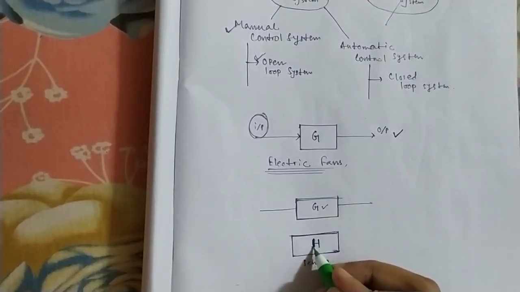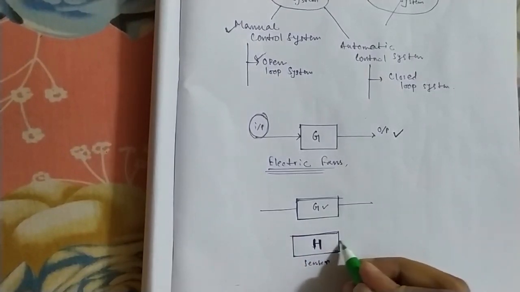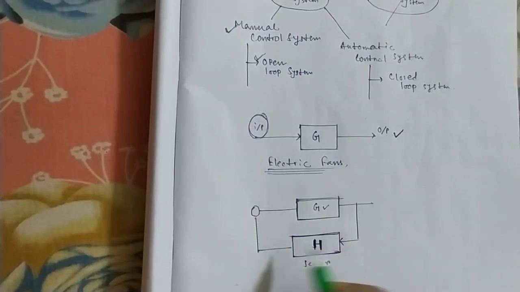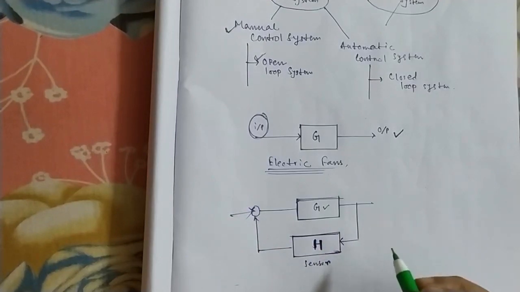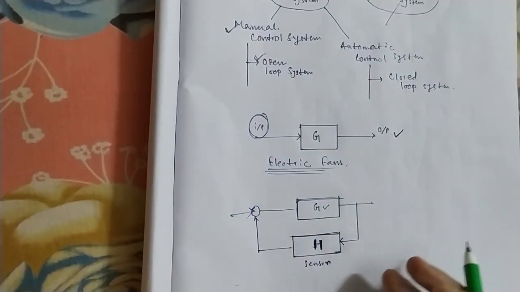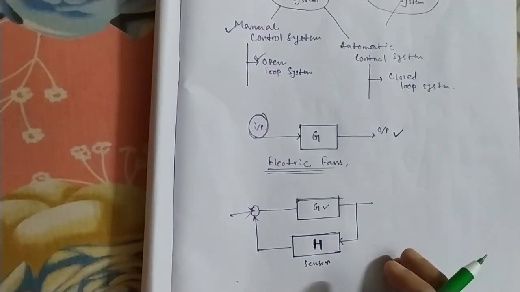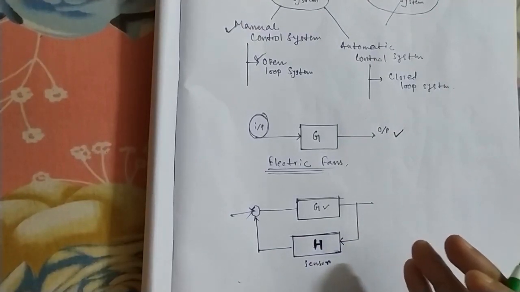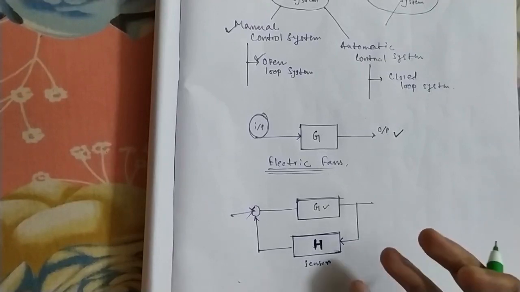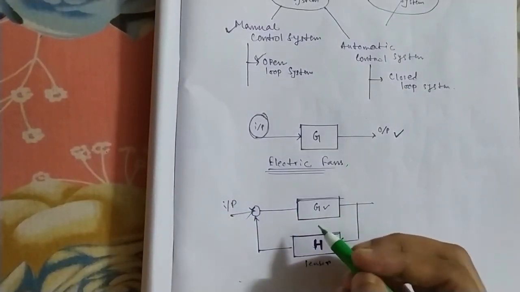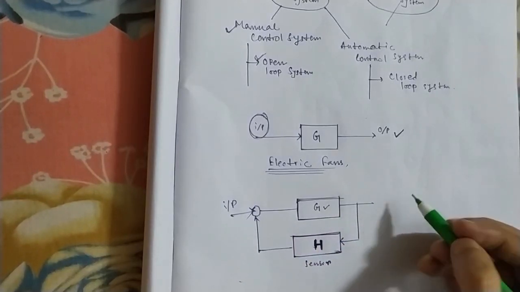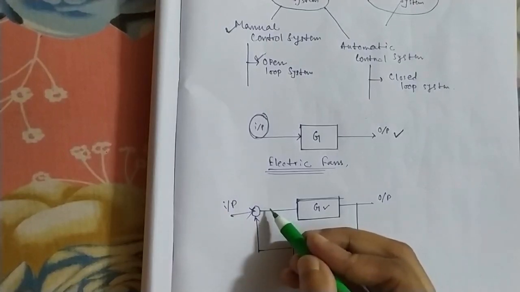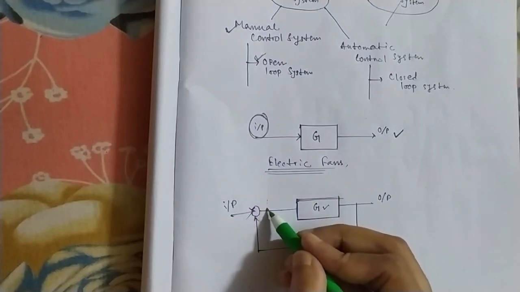This is my sensor, which is actually used to sense the output, collect the data and feed it back to the input terminal, so that the system can realize whether I am getting the output which I actually needed or not. Then, according to the sensor output, the system decides if it has to increase or decrease the value of the input. So the output is sensed by the sensor, and that data is sent to the input terminal. Then that is compared using a comparator.